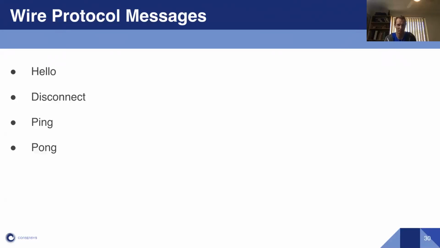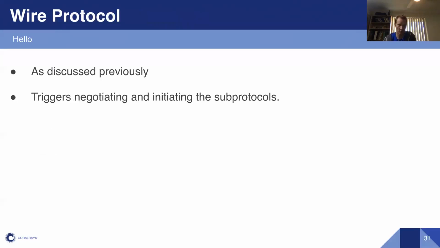Cool. Okay, so our wire protocol then has a series of 4 different messages that it supports: the hello message, disconnect, ping and pong, and they're all actually pretty self-explanatory. The hello message is what we've been talking about in the slides up to date, and it's used as a part of the session initialization process, and is used to help trigger the negotiation and initiation of the subprotocols.